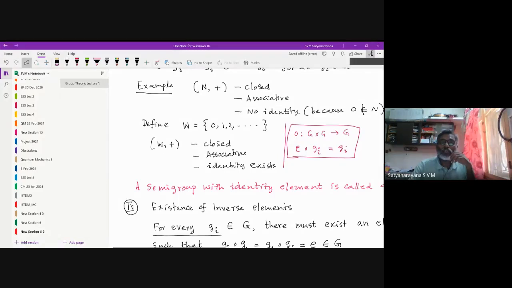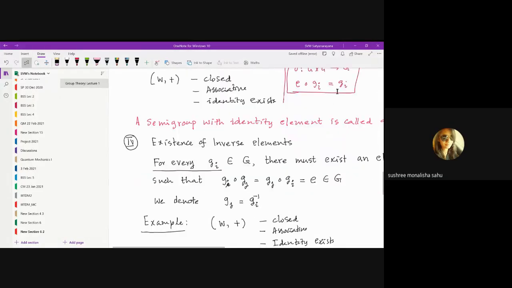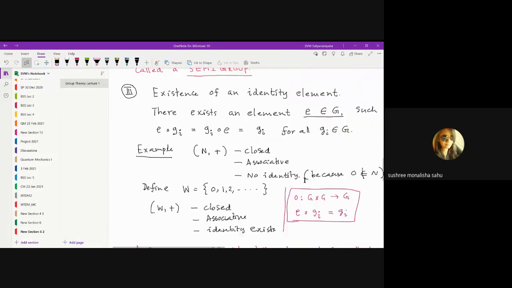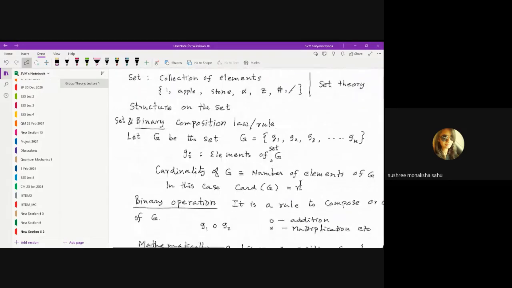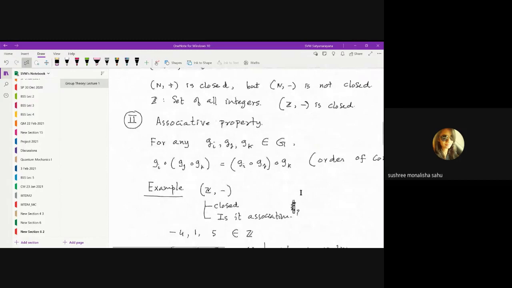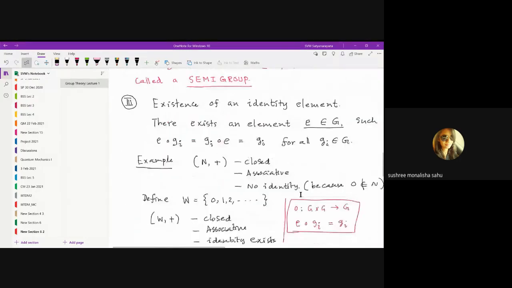Yeah. Any other question? Hello, sir. Yeah. Sir, before going to group theory, I have a doubt about why we need group theory. What is the importance of studying group theory and how is it associated with conservation? In the starting, you have written that group theory is associated with symmetry, invariance, conservation, degeneracy. Can you please elaborate, in which field do we need all these things and how is it associated with them?